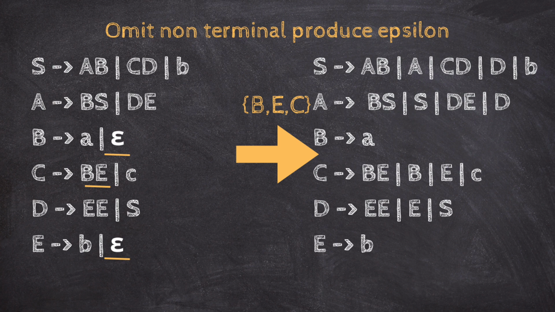Now, remove all epsilon productions. So, the final grammar is S produces AB, A, CD, D, or B. A produces BS, S, DE, or D. B produces A. C produces BE, B, E, or C. D produces E, EE, or S. E produces B. All epsilon productions are now eliminated.